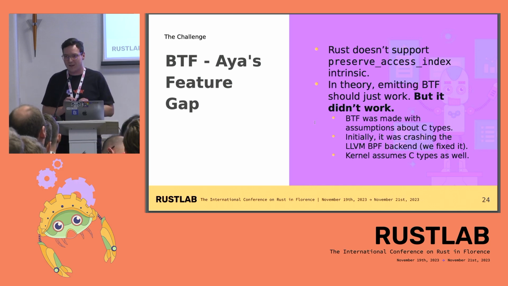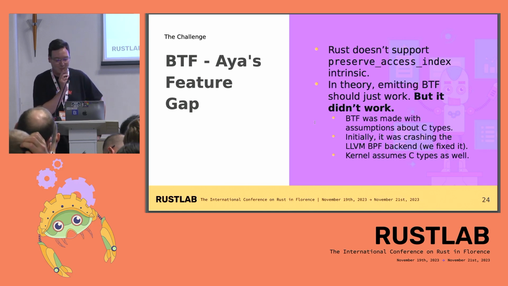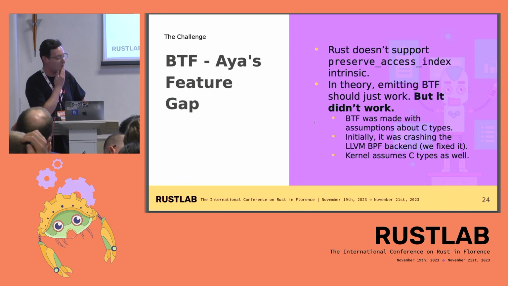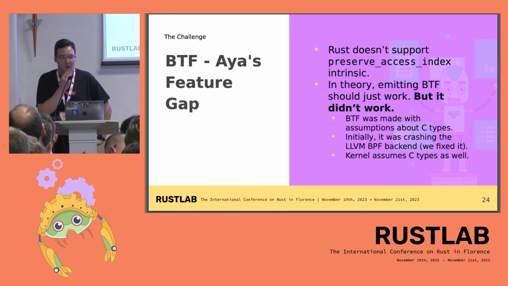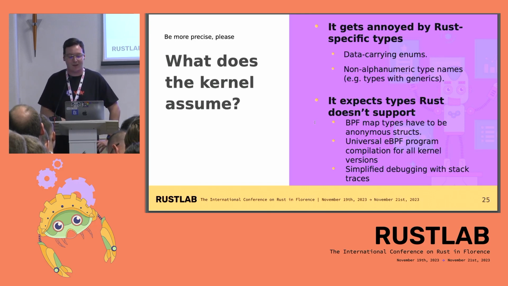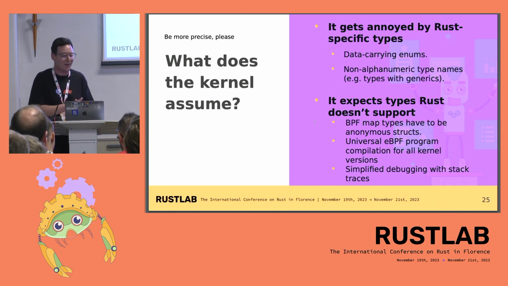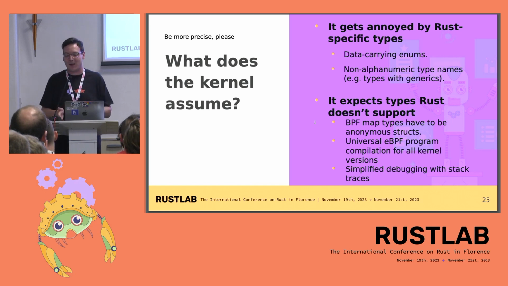That works, although at the beginning we found some bugs in LLVM, like the debug info produced from Rust code was crashing the BTF backend. So first of all, there were some bugs in LLVM to be fixed. But after getting rid of that, we had problems with loading those programs into the kernel. The thing is that the kernel has certain assumptions about what types look like, and BPF and BTF were written with C in mind.